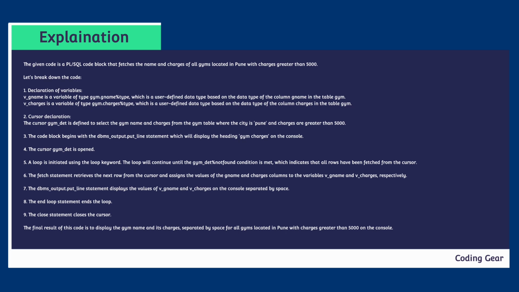The final result of this code is to display the gym name and its charges, separated by space, for all gyms located in Pune with charges greater than 5,000 on the console.